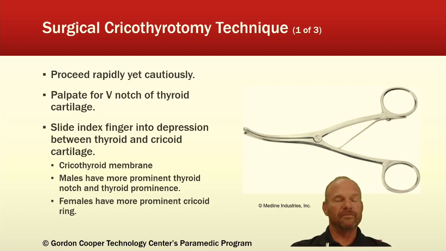Now remember, there are a lot of anatomical differences in males and females. Males typically have a more prominent thyroid notch and thyroid prominence, what we call an Adam's apple, and in females, the cricoid ring is more prominent. So start by locating the cricoid ring, then the cricothyroid membrane, and finally the thyroid cartilage for reference.